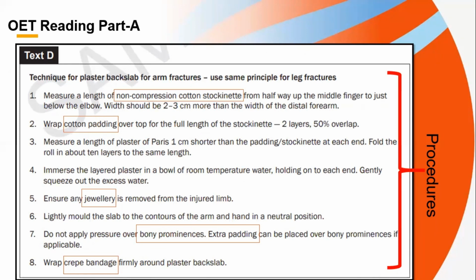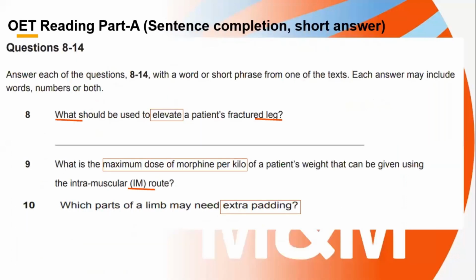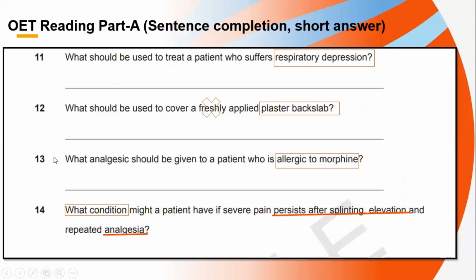Yes, crepe bandage. Not only crepe, but it should be crepe bandage. So we can see this is the answer for that question. And next is, what analgesia should be given to a patient who is allergic to morphine? Yes, fentanyl. And what condition might a patient have if severe pain persists after splinting, elevation, and repeated analgesia?